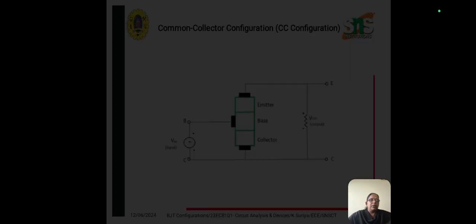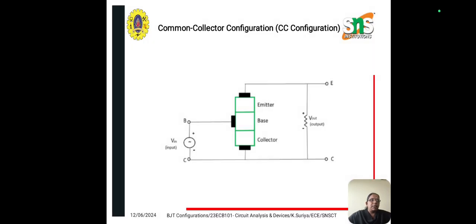This is the diagram which shows the common collector configuration. Here the collector is common between the base and the emitter, and the input side has the base collector junction, and the output side has the emitter collector junction. Here also we can relate gamma to alpha and beta. Gamma is equal to 1 by 1 minus alpha, or gamma is equal to 1 plus beta.